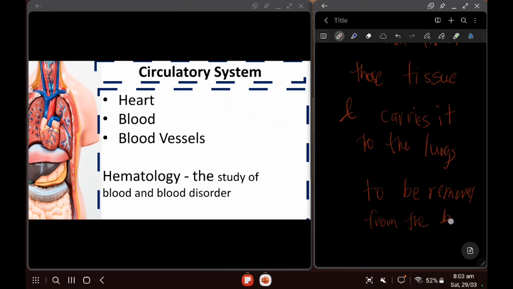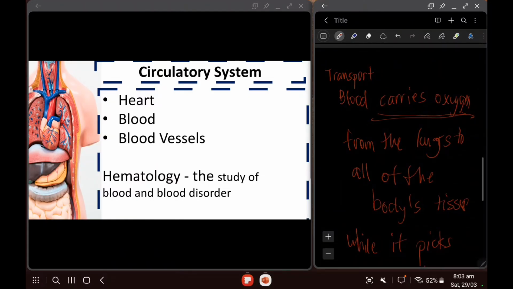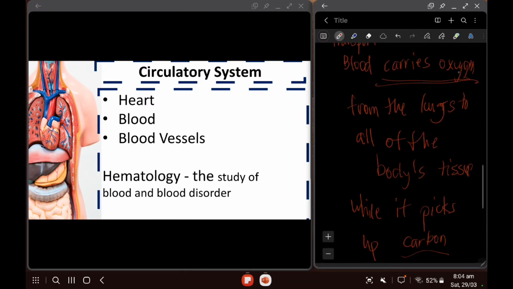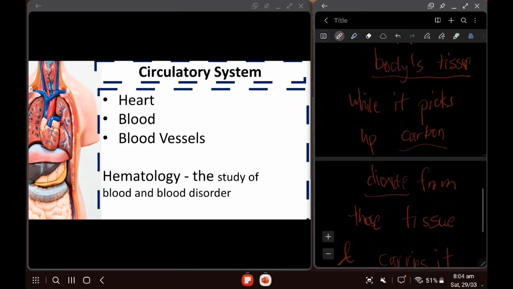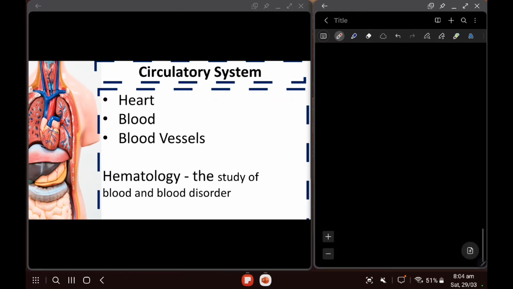So, of course, it carries oxygen. At the same time, when we inhale, we take in oxygen, and when we exhale, we release carbon dioxide. Once we inhale, the oxygen is carried by our blood from the lungs to the different parts of our body tissues. Then, at the same time, it picks up carbon dioxide from the tissue on its way out to our lungs. So, that is one part of transport.